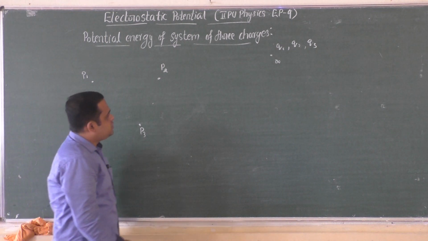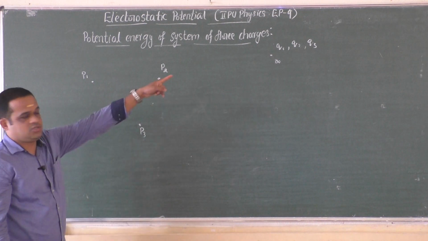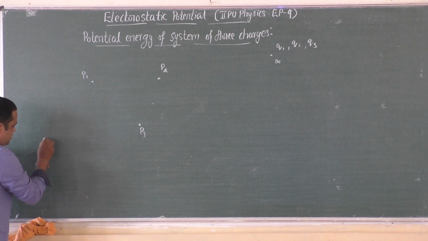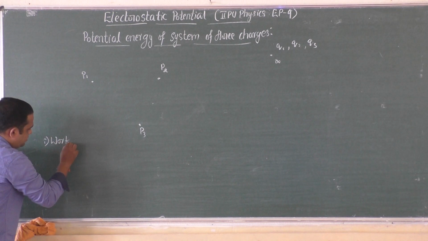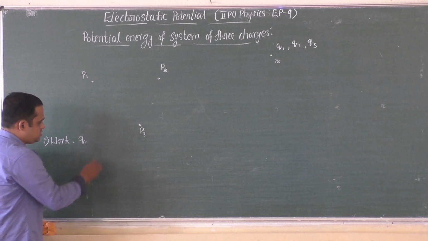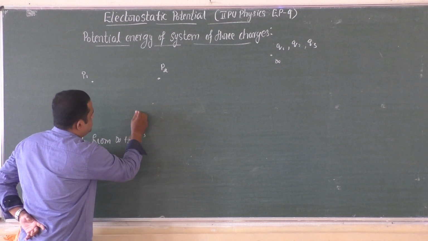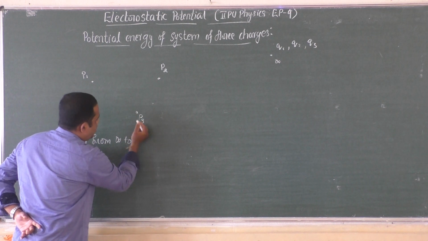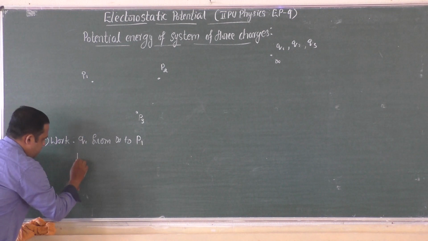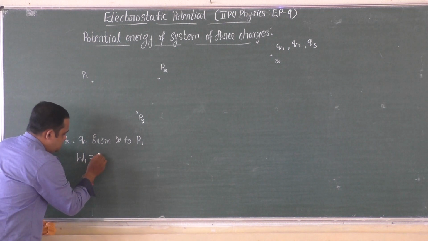Now let us try to derive an expression for potential energy of system of three charges. Let us start with the charge Q1. In the first step, the amount of work done in bringing the charge Q1 from infinity to point P1, where I want to place Q1, let it be W1. This W1 is equal to 0.